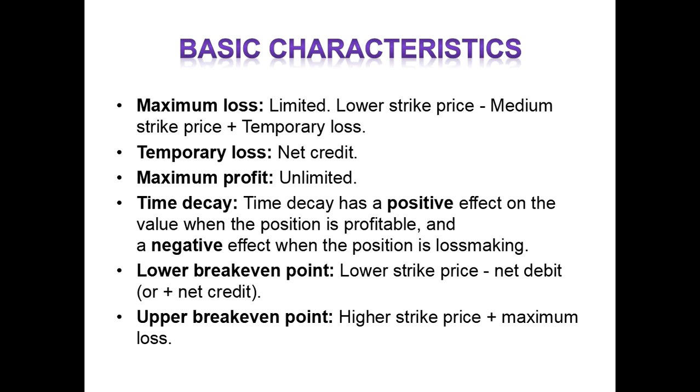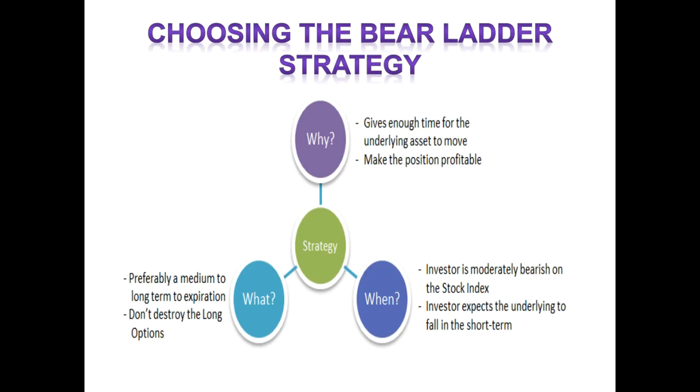Next, let's look at the lower break-even point. This is given by the lower strike price minus the net debit, or you can add the net credit. Next, let's look at the upper break-even point, which is calculated by the higher strike price plus the maximum loss.